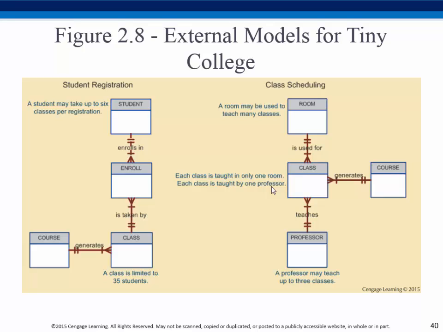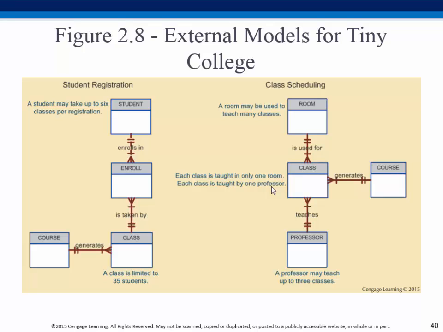And here it shows that a professor may teach many classes, and each class is taught by only one professor, so there is a one-to-many relationship between the professor and the class. A class may enroll many students, and each student may enroll many classes, thus creating a many-to-many relationship between the student and class.